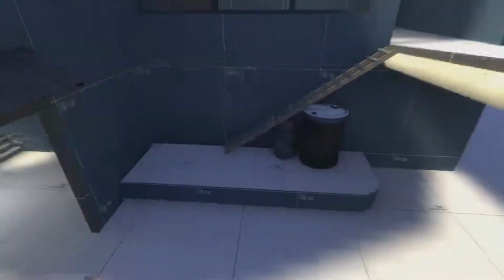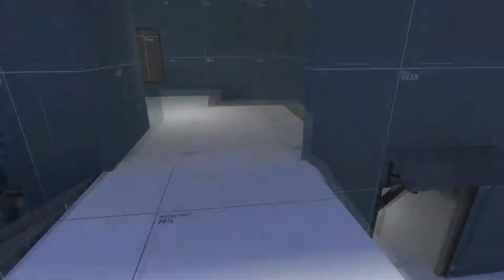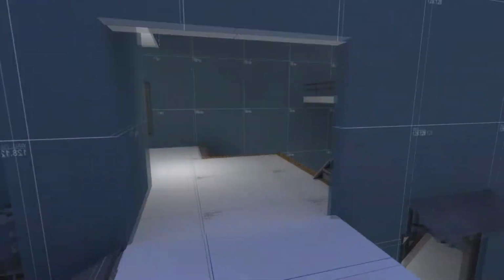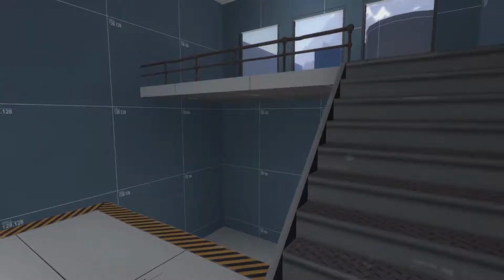So I have this path here. You can jump up on this and then go up these ladders to get right onto this catwalk. This catwalk is wider, so you don't have to worry about falling off it quite as easily. Of course, you have this path right there. And then I added some paths in here.